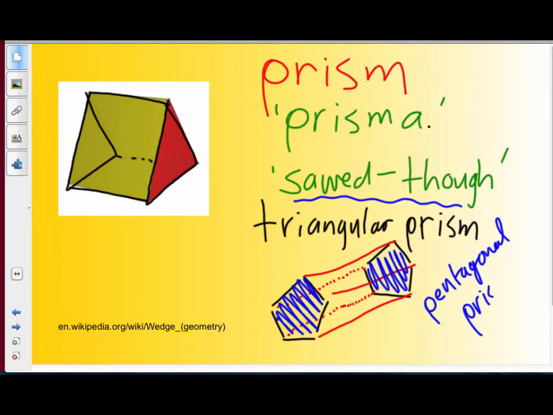There's all sorts. There are rectangular prisms, octagonal prisms, septagonal prisms. It all depends on what shape the face is, and what shape the other face is, which bit has been sawed through.